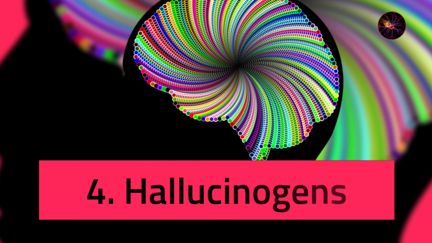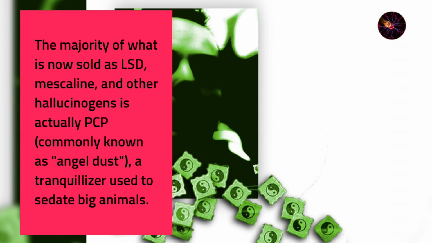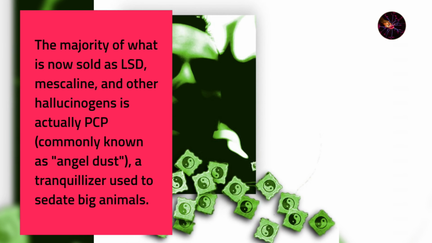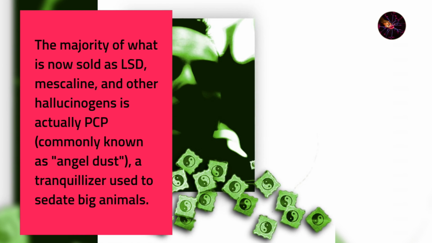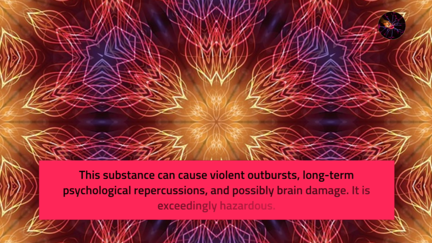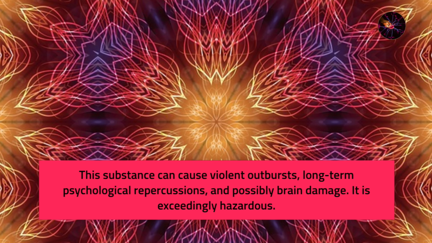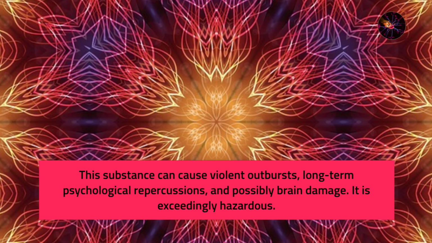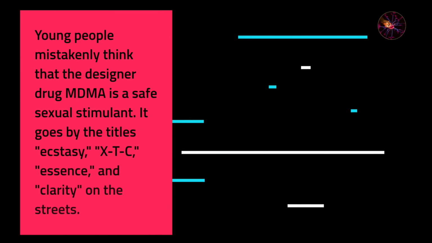4. Hallucinogens. The majority of what is now sold as LSD, mescaline, and other hallucinogens is actually PCP, commonly known as angel dust, a tranquilizer used to sedate big animals. This substance can cause violent outbursts, long-term psychological repercussions, and possibly brain damage. It is exceedingly hazardous. Young people mistakenly think that the designer drug MDMA is a safe sexual stimulant.